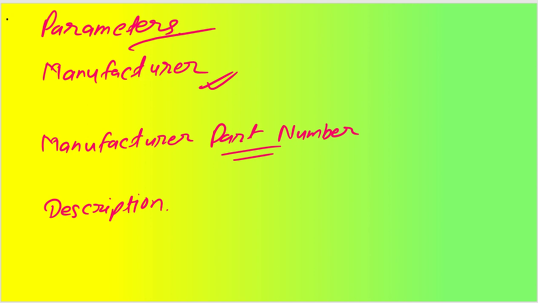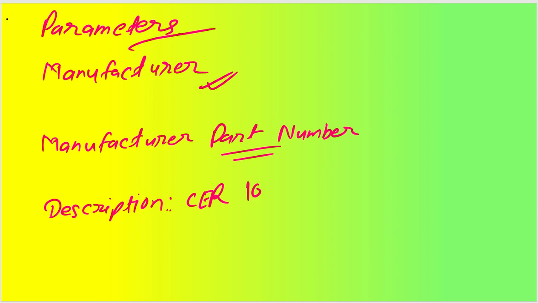Coming to the next parameter, which is the manufacturer part number, that will come automatically once you select a particular capacitor for your values and everything. Next comes the description. The description will say what kind of capacitor it is, whether it is a ceramic capacitor, an aluminum electrolytic capacitor, or a tantalum capacitor.